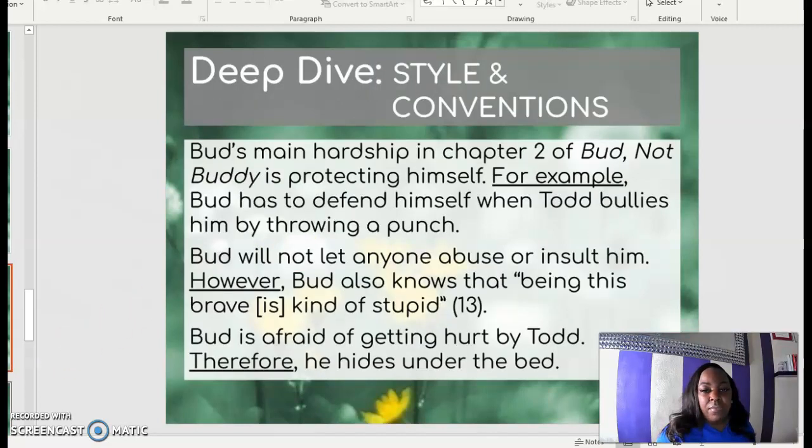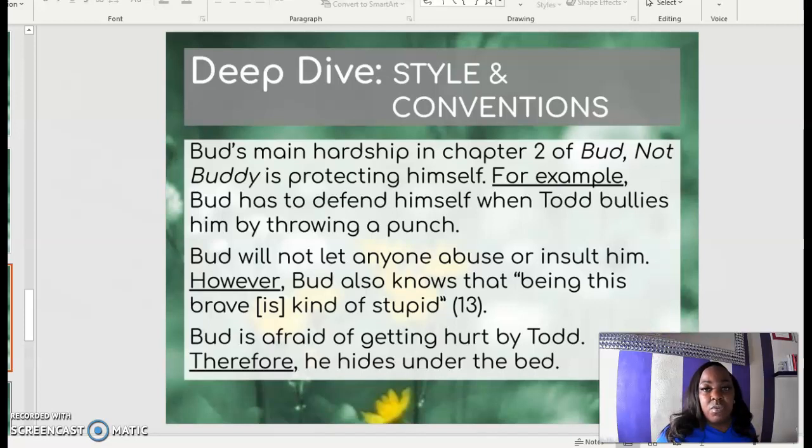The deep dive is: Bud's main hardship in chapter 2 of Bud, Not Buddy is protecting himself. For example, Bud has to defend himself when Ty bullies him by throwing a punch. Bud will not let anyone abuse or insult him. However, Bud also knows that being this brave is kind of stupid. Bud is afraid of getting hurt by Ty, therefore he hides under the bed.